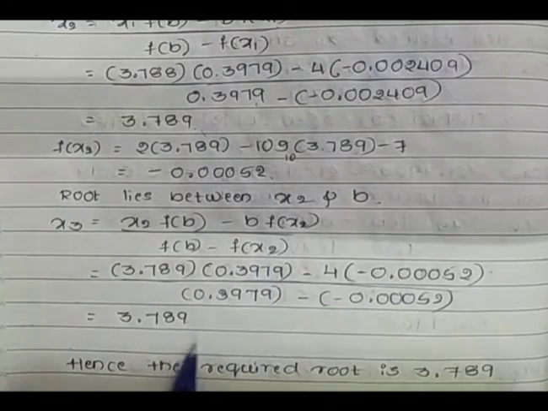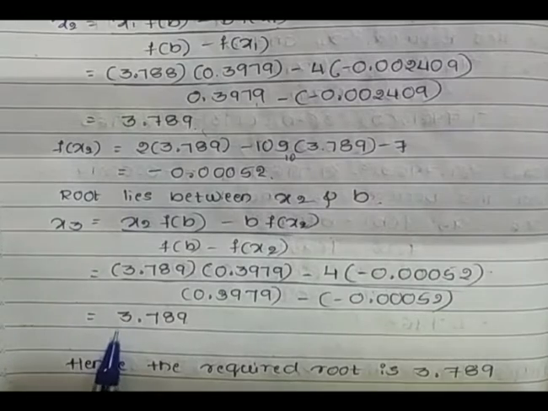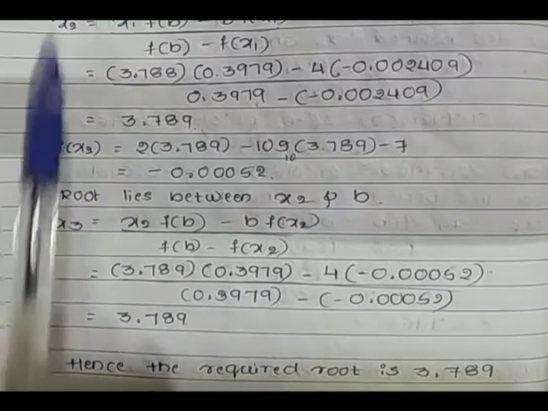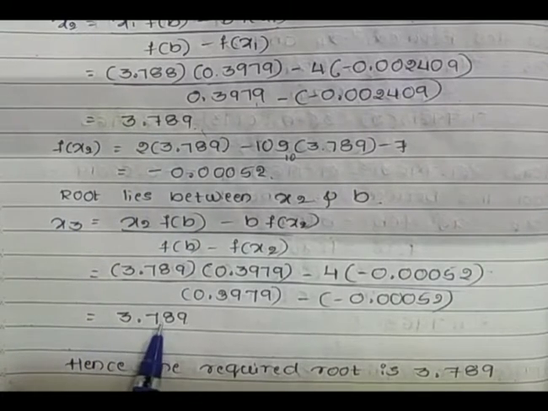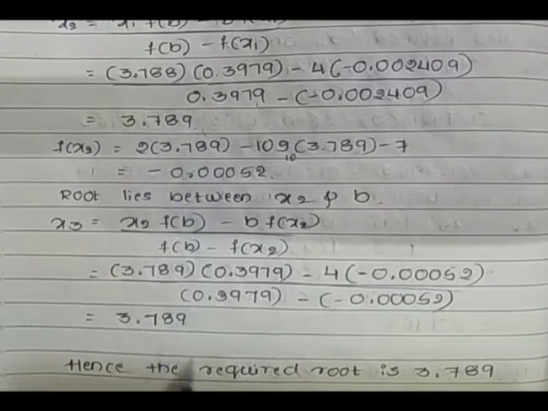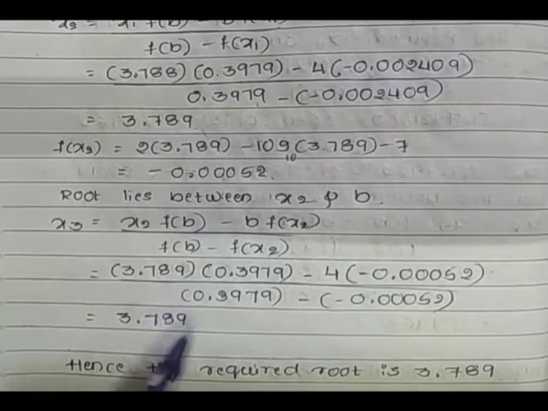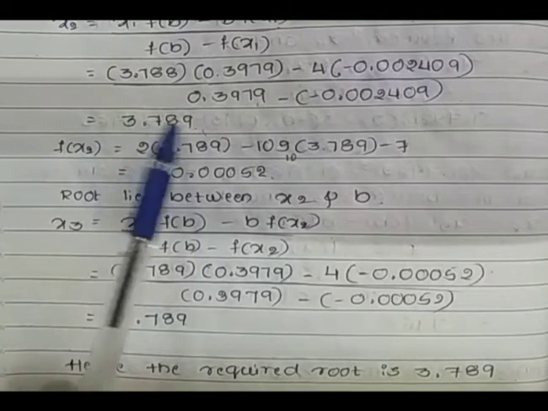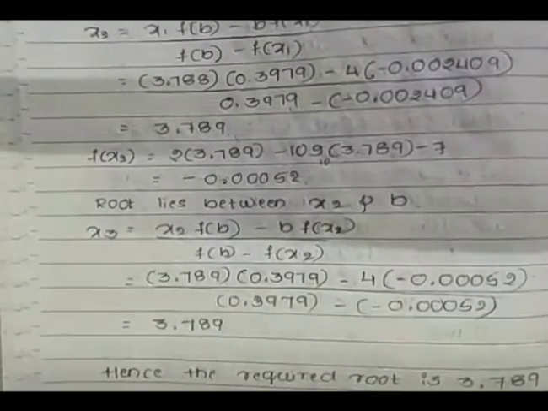Substitute the values and simplify. You will get 3.789 and you can observe the previous result and this x3 result both are same only. Here x2 answer is 3.789 and x3 answer is 3.789. So 3 decimal values are same. Therefore, further simplification is not required here because already 3 similar decimals we have got, that is 3.789 and here also 3.789. So further simplification is not required.